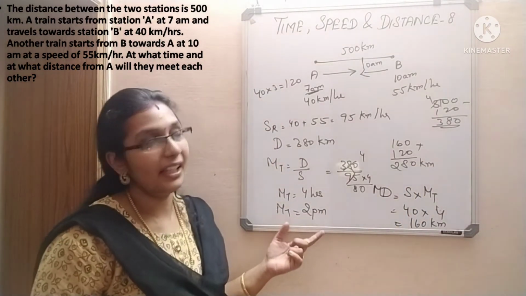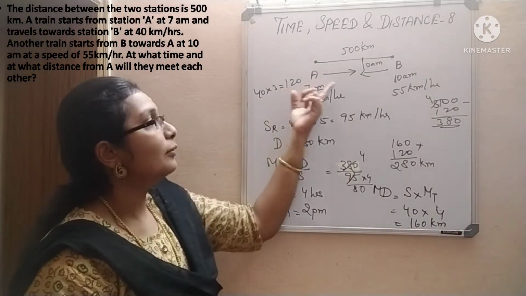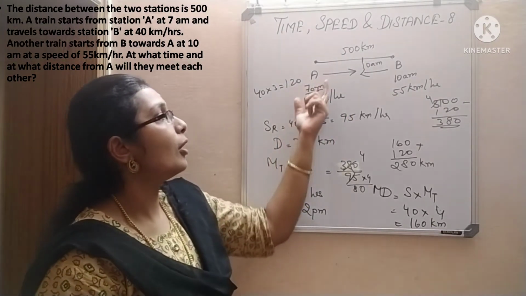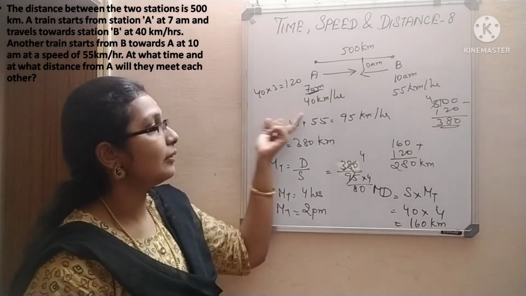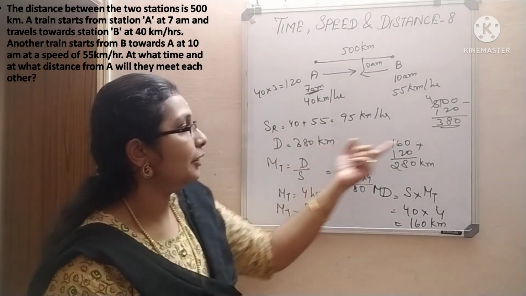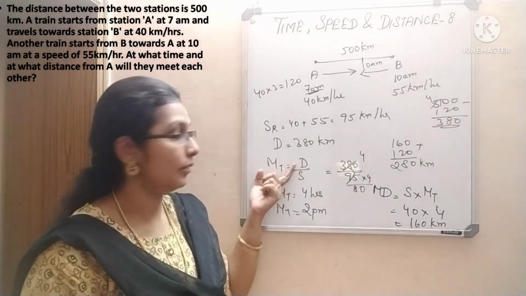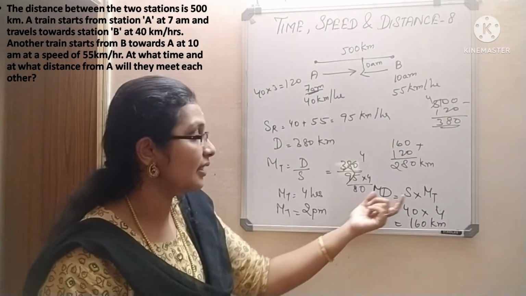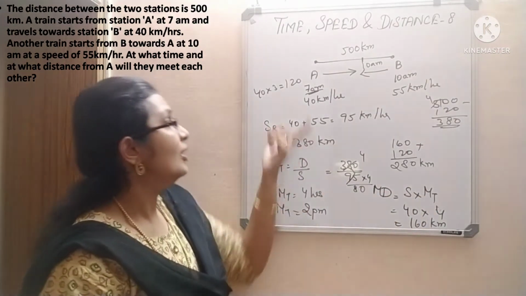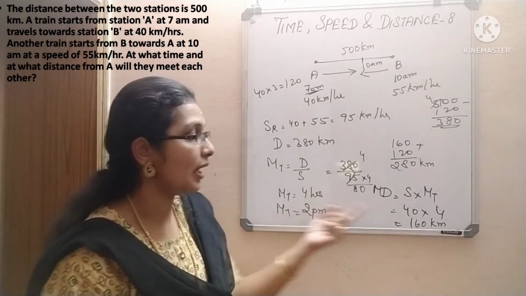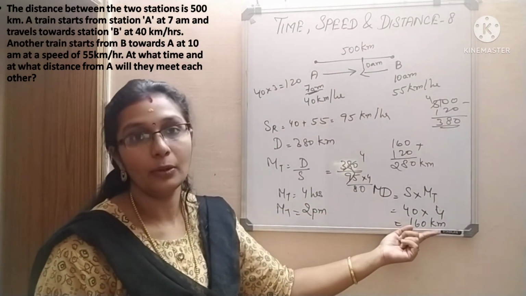Clear? Once again I will tell you, when you move the timing, you will have to change the distance. Already 120 kilometers is covered in 3 hours, so you will have to subtract that from 500. So finally it would be 380 kilometers. Now the meeting distance we will have to find. How will you find meeting distance? Speed into meeting time. Speed from A is 40, into meeting time 4 hours, which is 160 kilometers.